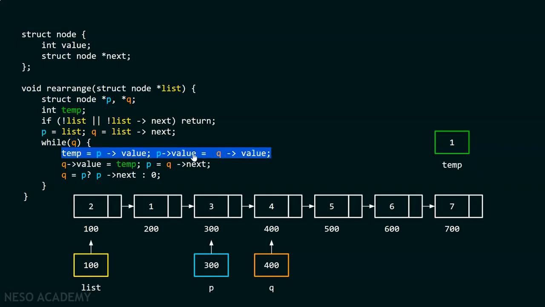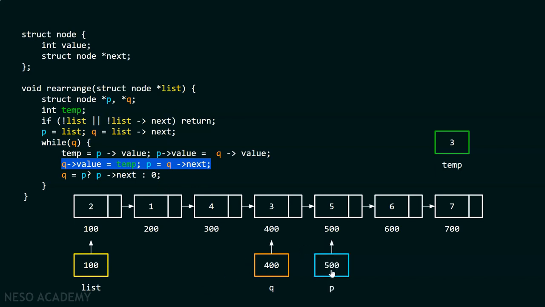Temp equal to P value, P value equal to Q value. According to the statement, temp will store this value 3, and 4 will get stored over here. After this statement is evaluated, the next says Q value is equal to temp and P is equal to Q next. Q value is equal to temp, which means we will store this 3 value over here, and then after that we will increment P, that is we will store Q next here, which is 500. So we will replace this 300 address by 500.